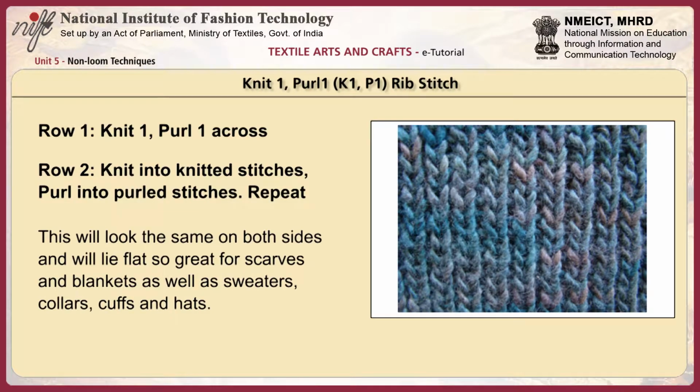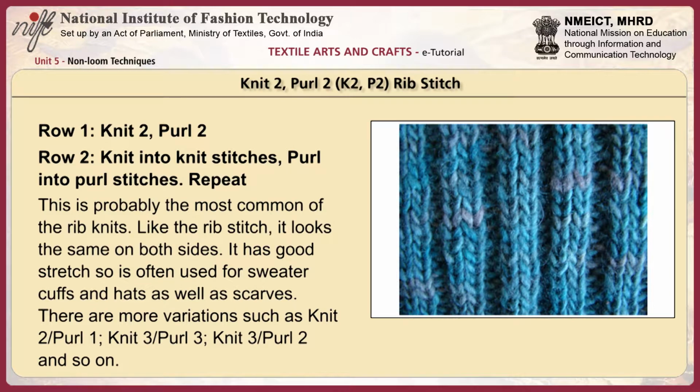Row 1. Knit 1, purl 1 across. Row 2. Knit into knitted stitches, purl into purled stitches. Repeat. This will look the same on both sides and will lie flat, so great for scarves and blankets as well as sweaters, collars, cuffs and hats.